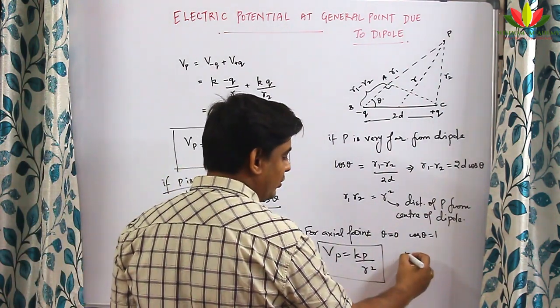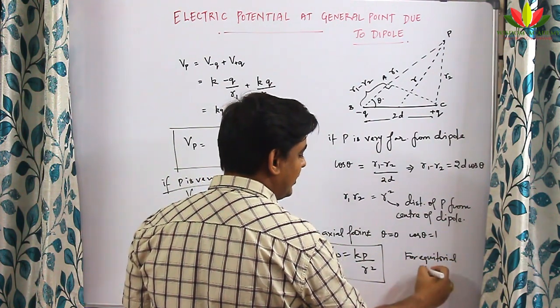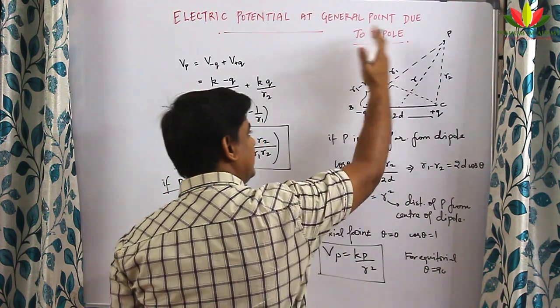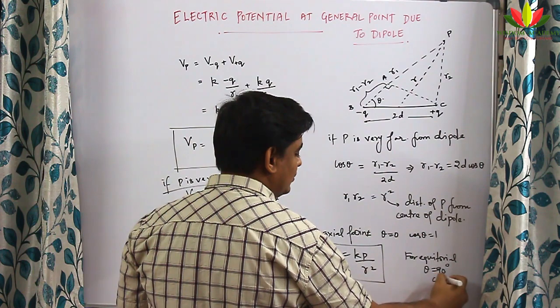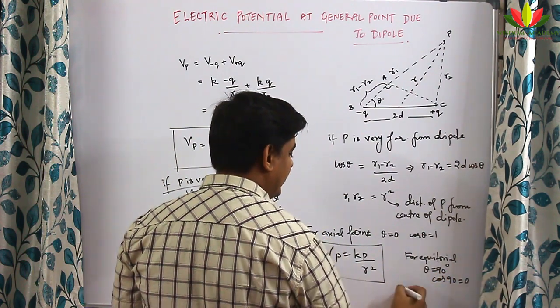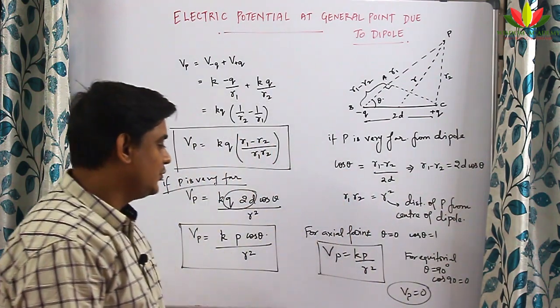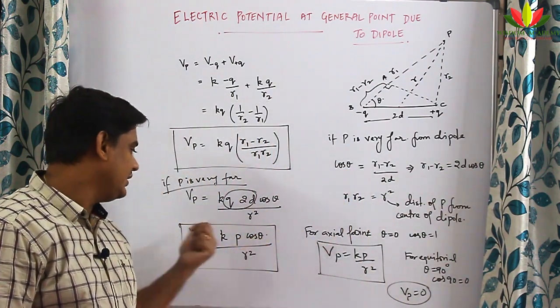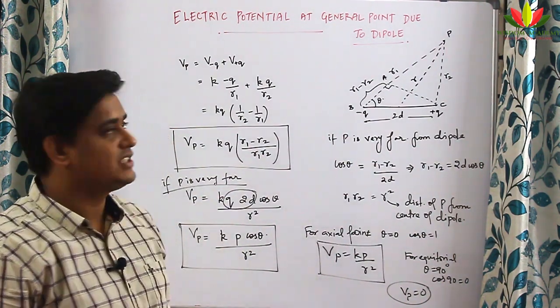And if it is equatorial, for equatorial point theta will become equal to 90 degree, because theta will be exactly straight here, it is 90 degree and cos 90 is 0. So, we write Vp is equal to 0. So, when you put the values of theta here, you can get the value of electric potential. So, this is about the electric potential at a general point due to dipole.